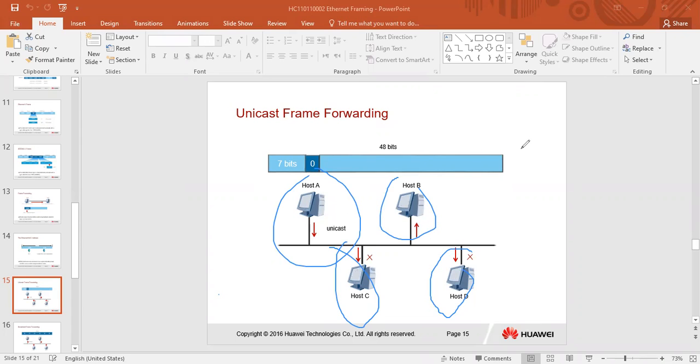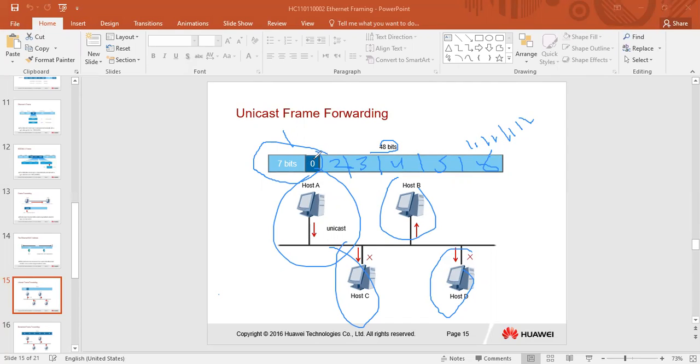As I said, the MAC address is composed of 48 bits, which is 6 bytes: the first byte, second, third, fourth, fifth, and sixth. We will study only the first byte. In each byte there are 8 bits, and similarly all the bytes have their own bits.